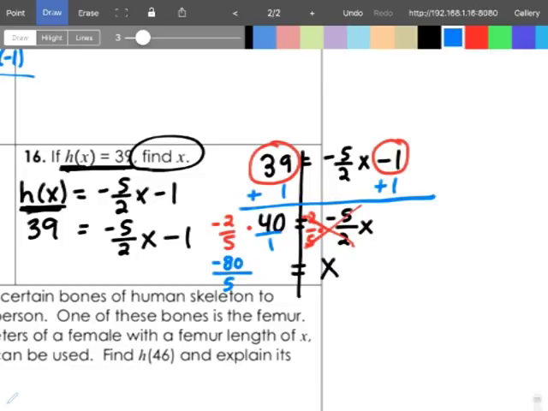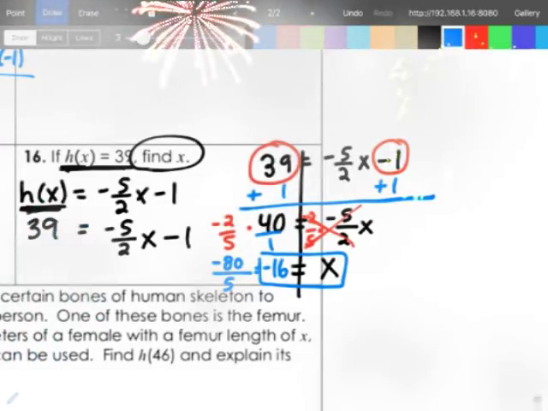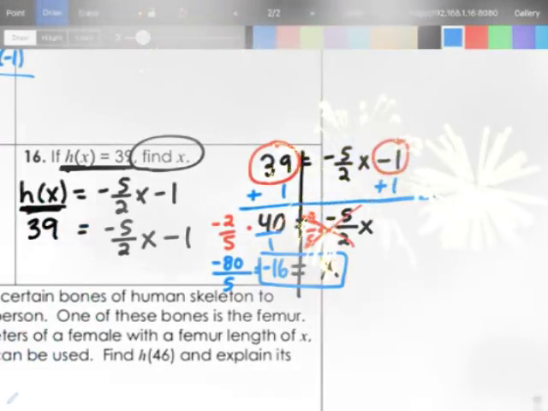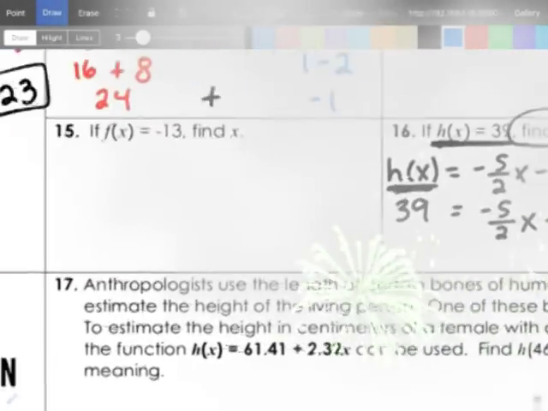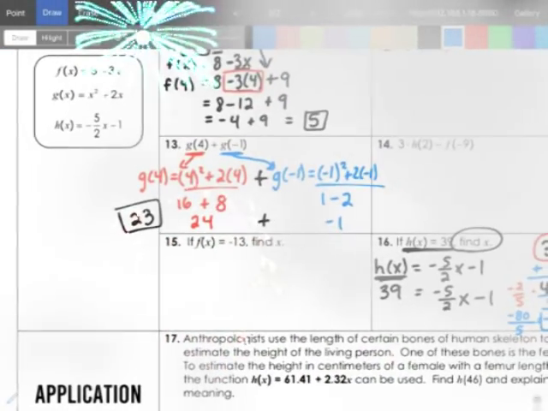And negative 80 divided by 5, if you put that in your calculator, it's going to be negative 16. So that's your answer. Negative 16 is x for this one. Okay, so why don't we try number 15 together too?